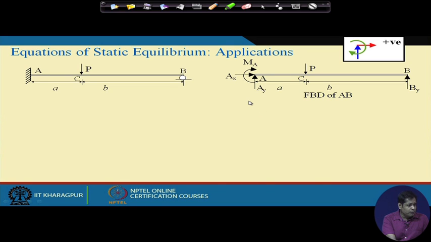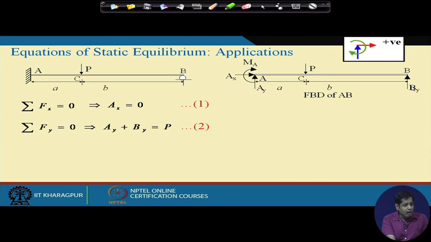Now, the first equation is summation of forces in X direction is equal to 0. Naturally, the only component of force you have is AX, so AX is equal to 0. Then the next equation is summation of forces in y direction is equal to 0. What are the forces we have in the y direction? Ay, the reaction at A, then By, the reaction at B, and then external load P at C. Ay and By are vertically upward as per our sign convention, so they are positive, and P is vertically downward, so it is negative. So summation of Fy equal to 0 leads to another equation, Ay plus By is equal to P, meaning the total support reaction should balance the external load P in the vertical direction.